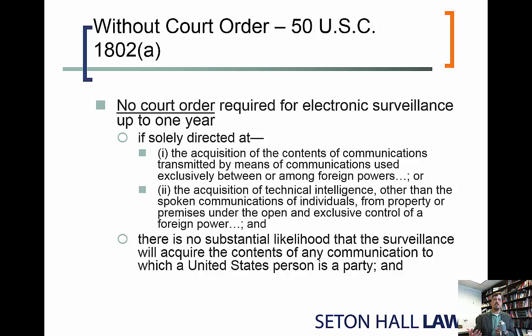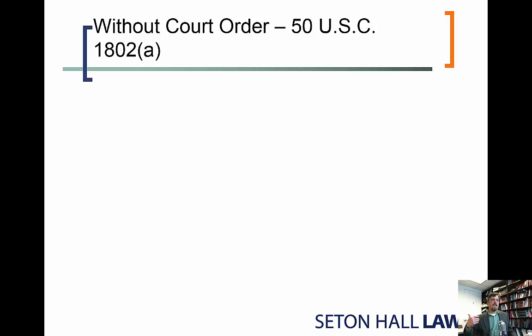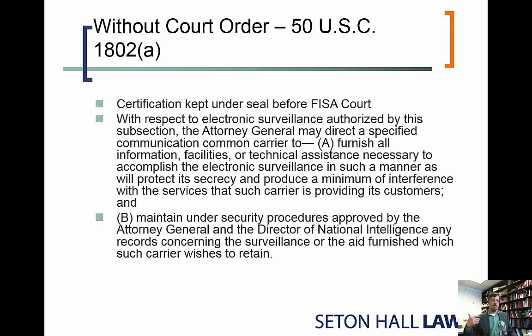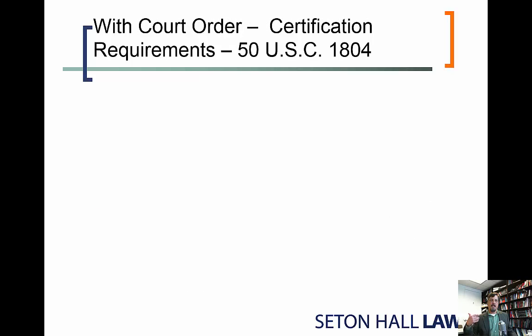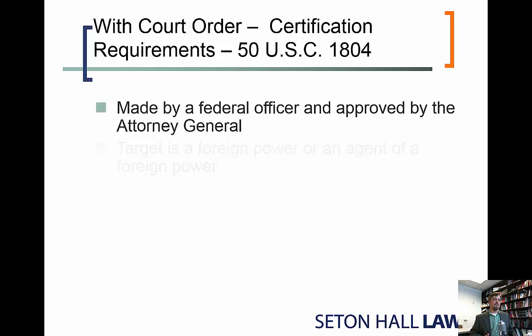But of course, as we mentioned, a lot of the activity that the government was concerned about after 9/11 was communications that were, in one way or another, involving U.S. persons who may be connected with terrorist cells involving foreign persons. So in that case, it would be necessary to obtain a court order. So what would the court order involve?